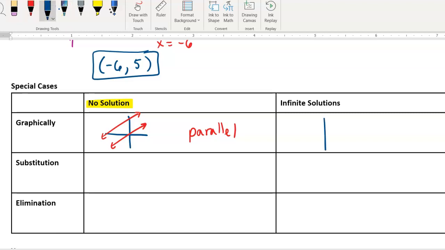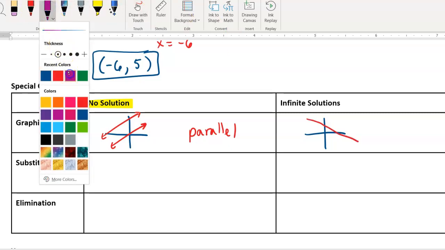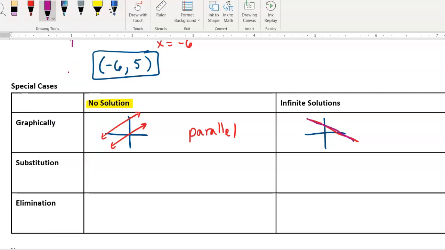If we were to graph two lines, and let's say one line looked like this, and the other line was exactly on top of it, so they shared the same line, then they have infinite solutions. Okay, so if they have the same line when you go to graph them, then they have infinite solutions. So we're not always going to graph those.